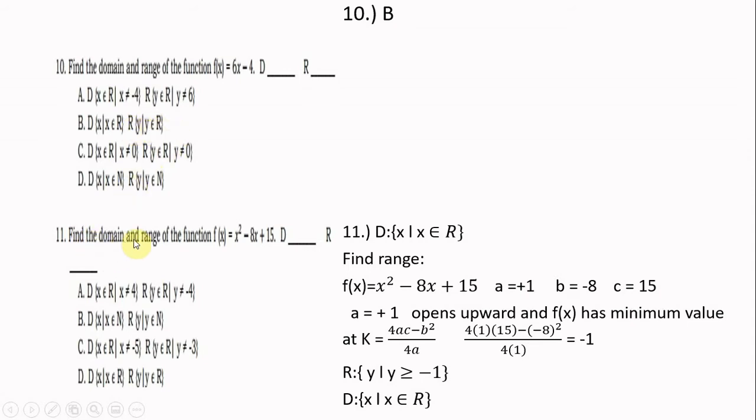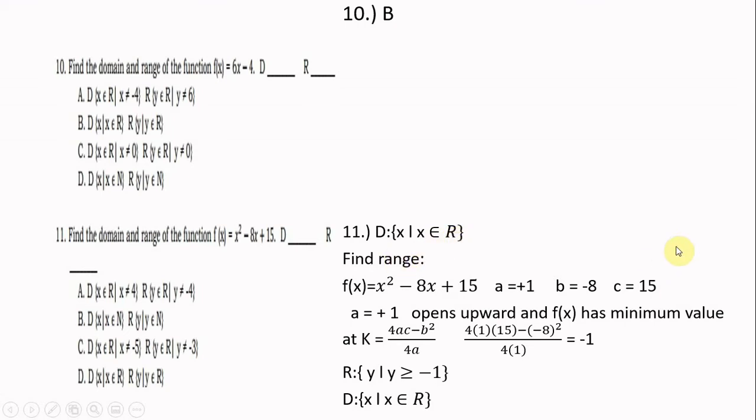Okay, number 11. Find the domain and range of the function f of x equal to x squared minus 8x plus 15. So this is a quadratic function. We are to find the domain and range. The domain of a quadratic function is the set of x such that x is an element of real numbers.